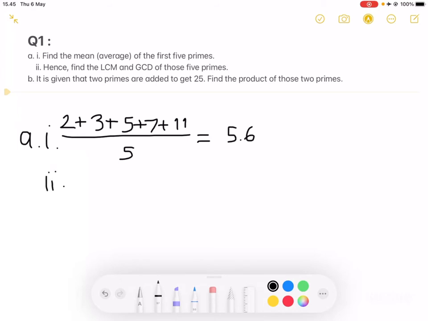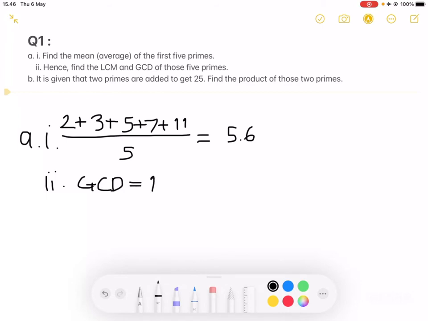Hence, find the LCM and GCD of those 5 primes. Since all of these numbers that we have chosen are primes, those 5 primes are what we call coprime. The word coprime means that all of those numbers only share a common factor of 1. With that, we can conclude that the GCD of those 5 primes will be equal to 1.